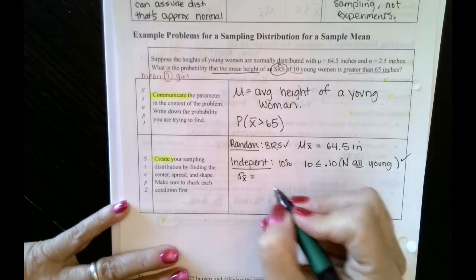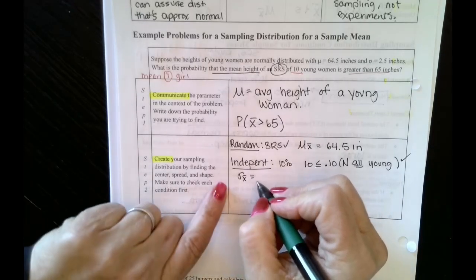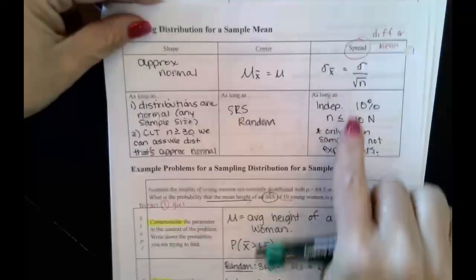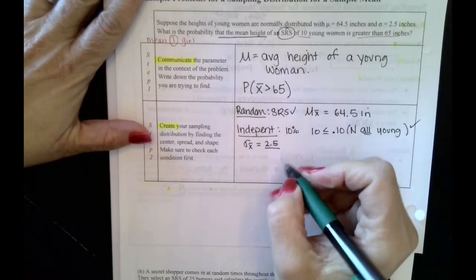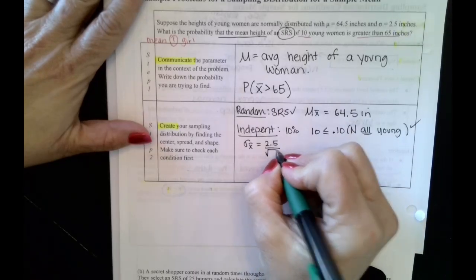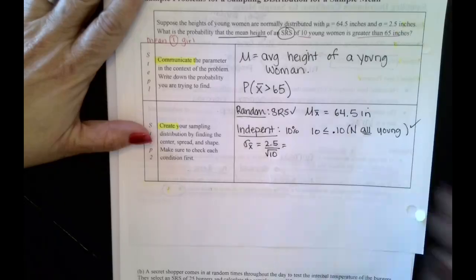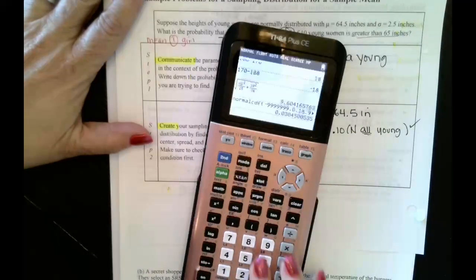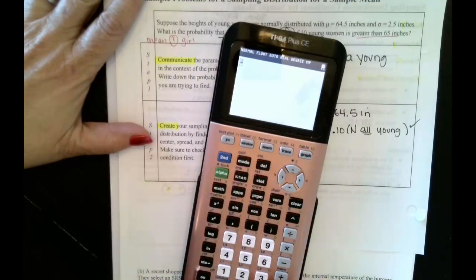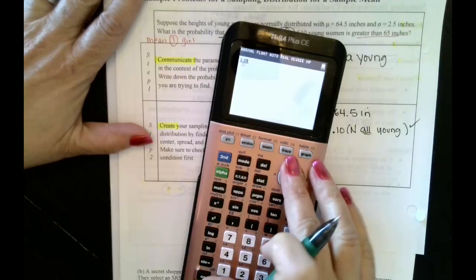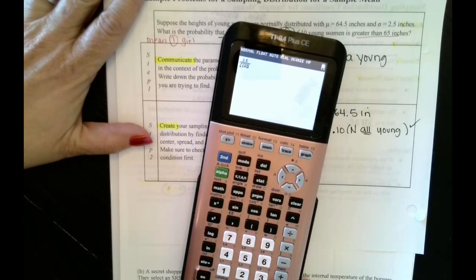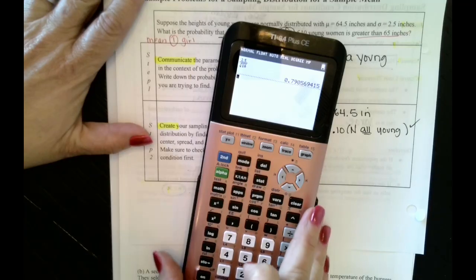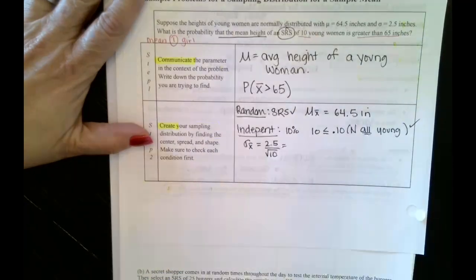Okay, so because I've got this, now I know my sigma of X bar. So here's the formula that I'm going to use. My standard deviation is 2.5 inches divided by the square root of my sample size, and my sample size here is 10. So if I plug this in, I have 2.5 divided by the square root of 10, which is 0.791.